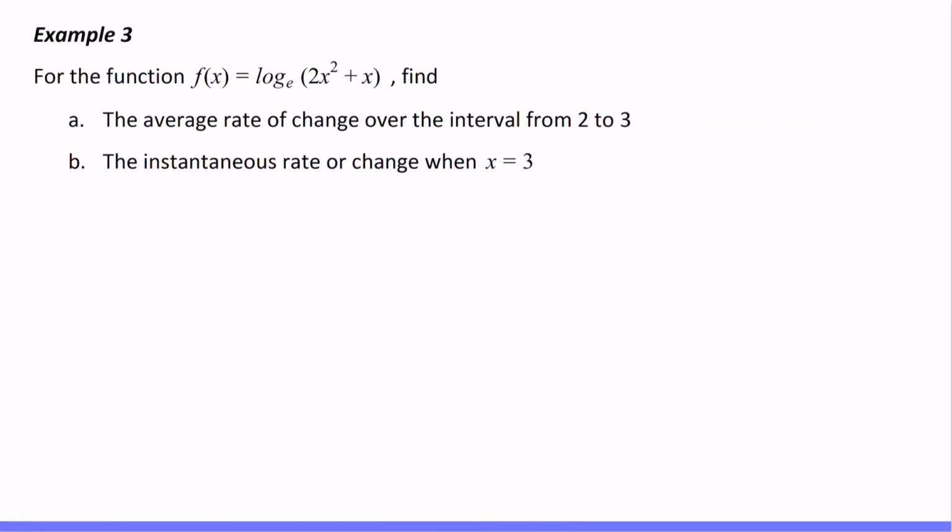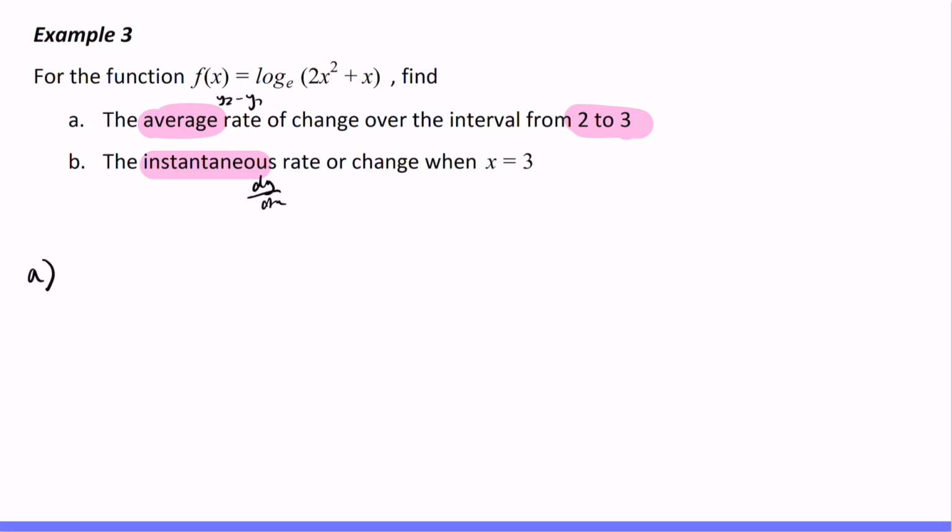So example 3 says, for the function f of x equals log e of 2x squared plus x, find the average rate of change from 2 to 3, and then find the instantaneous. Keyword average there. Average tells me I've got my gradient formula, y2 minus y1. Instantaneous means I need to derive the function. So let's go ahead and do that. We'll start with part A.